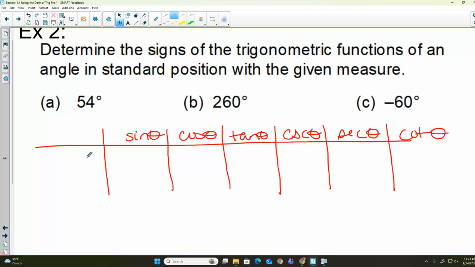If I'm talking about 54 degrees, what quadrant is 54 degrees in? The first. If you think about your picture, between 0 and 90. In quadrant 1, if we think All Students Take Calculus, everything is positive. X, Y, and R are positive. So for 54 degrees, they are all positive.